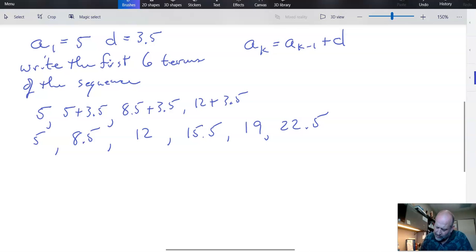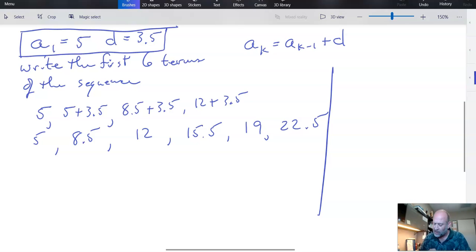Now, what if I wanted a formula for this, right? So, you're walking down the street here and you know already that this is your A1 and this is your common difference. And what if someone jumps out from behind a dumpster and says, yeah, well, what's the 50th term?